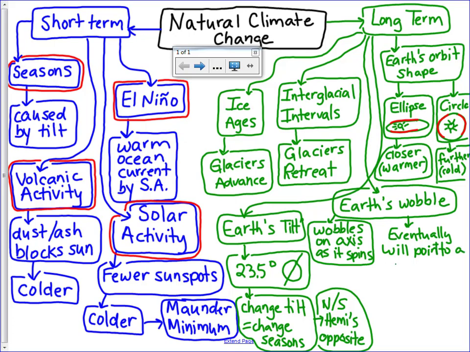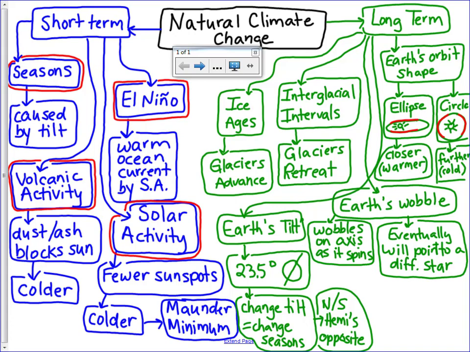Point to a different star than it does now. Right now, our North Pole points towards the North Star. Most people know that. The North Star's name is Polaris. And right now, our Earth's northern axis points towards the North Star. But eventually, as the Earth's axis wobbles enough, it will point towards a different star, and that star's name is Vega. Again, there's a really good picture of this in your book.